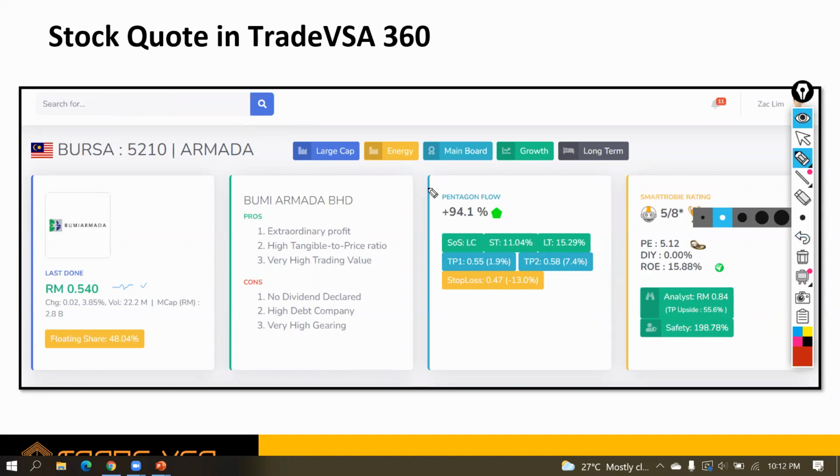So the next thing is that, of course, the Pentagon flow. Pentagon flow actually is to measure the overall momentum. How we calculate it is when you see the number of bars plus sound strength. If more bars and sound strength, the number will be higher. So in this case over here, Bumi Armada is 94%. But again, not to say that higher is better. Of course, higher shows more momentum, but the chances for them to make a pullback is pretty high as well.